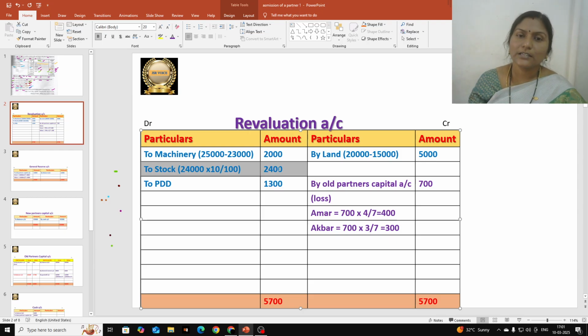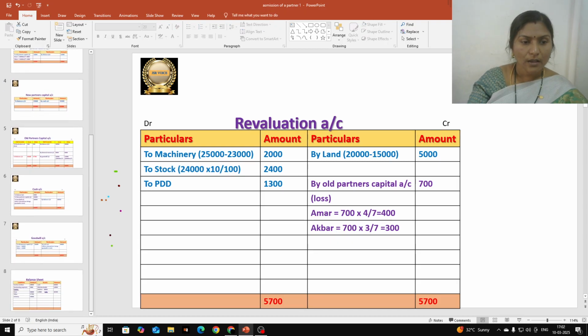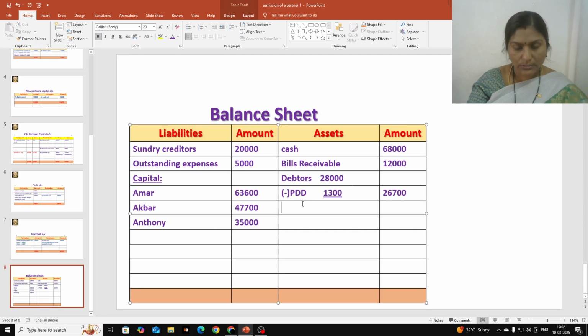So stock is decreased. We recorded it in the revaluation account already. How much is it decreasing by? 2,400. We should record 24,000 minus 2,400 in the new balance sheet. Let us go and record there. In the new balance sheet, stock, inside we write first. Okay, how much? 24,000.